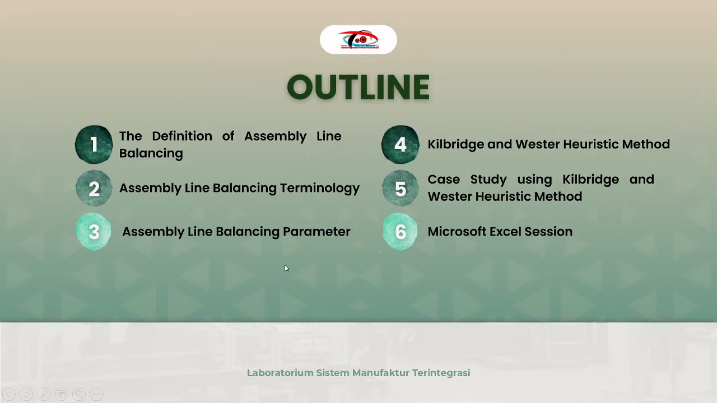And this is the outline for this topic. First, the definition of assembly line balancing. Second, assembly line balancing terminology. Third, assembly line balancing parameters. Fourth, the Kilbridge and Wester heuristic method. Fifth, a case study using the Kilbridge and Wester heuristic method. And last, we are going to use Microsoft Excel for the calculation.